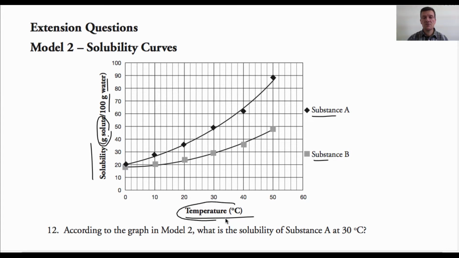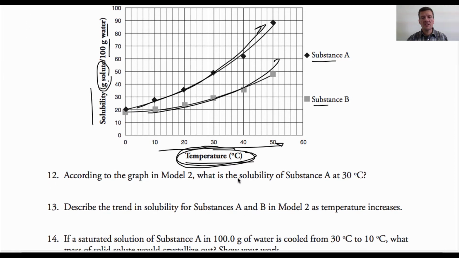And we have 2 different substances. Notice that as the temperature increases that direction, your solubility looks like it's increasing. Remember, solubility was measured at a specific temperature. Now what they're saying in our extension questions is, hey, what if the temperature changes? What happens to solubility in general? There are exceptions, but in general, look what happens.